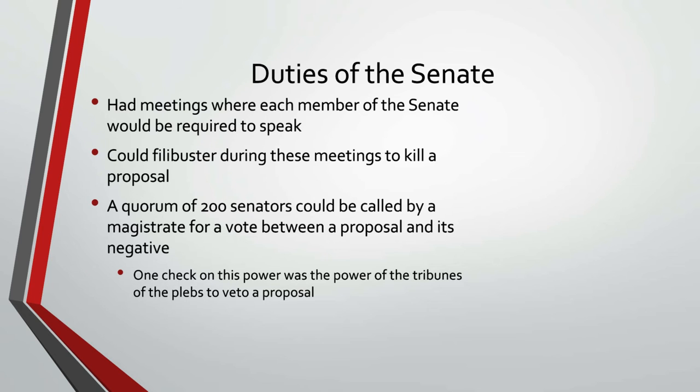So, as for their duties, there were meetings where each member of the Senate had to speak, and another duty they could take part in during these meetings was killing a proposal by filibustering. And a quorum of 200 senators could be called by a magistrate for a vote between a proposal and its negative.